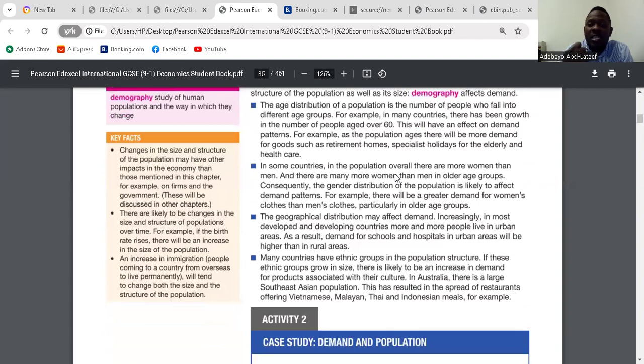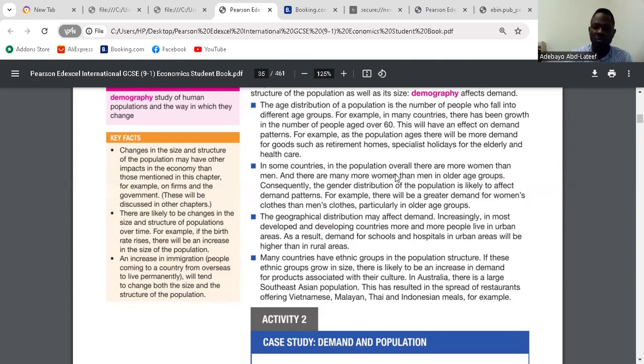In some countries, in the population overall, there are more women than men, and there are many more women than men in older age groups. Consequently, the gender distribution of the population is likely to affect demand patterns. For example, there will be a greater demand for women's clothes than men's clothes, particularly in older age groups. So there are more old age women than old age men. As a result, the demand for clothes for old age women would increase more than the demand for men. Is it clear? Yes. That's about gender distribution.